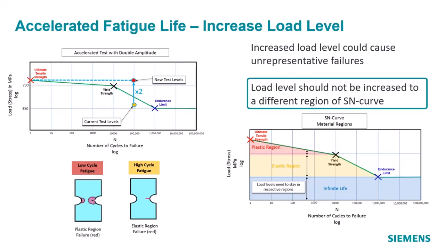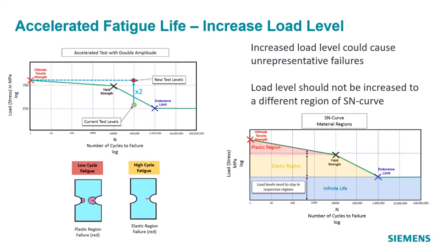When increasing the load level, we should take into consideration that we should not go out of the material region for that. In our example, when we saw in the software, going from blue to green, we were still in the elastic region. So that is a good thing. But you have to be careful not to go into the plastic region or some other failure mode region. And that is the downside of this increased load level. You can go into a failure mode which is not representative of what you are trying to capture.